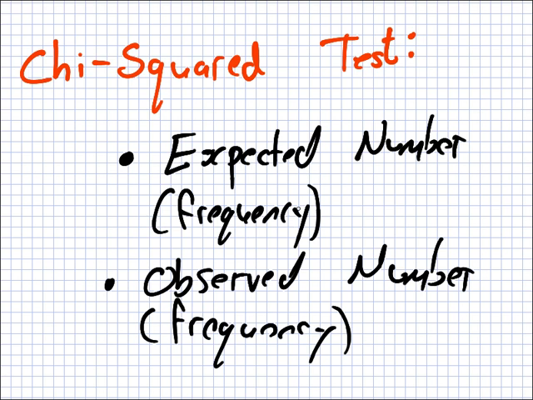So the coin is a good example. How many heads and tails do we expect in 100 flips? 50-50.